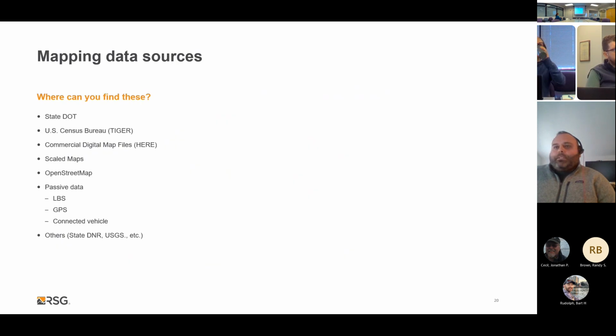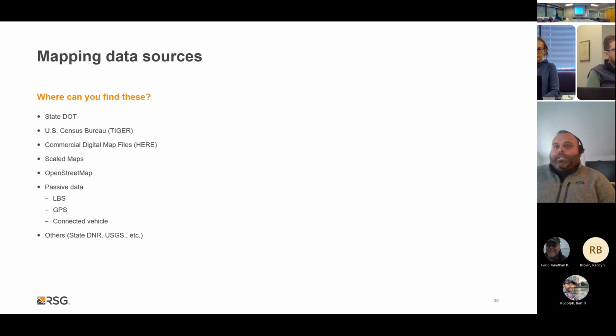So mapping data sources, where can you find these? State DOTs, US Census Bureau. There's commercial digital map files that are out there as well. That would be like Curb data, where they actually just go out and collect all the information on the roadway already. And then they provide that in a JSON context so that you can just import that into whatever you're using. There are scaled maps, which rarely do you come across scaled maps.